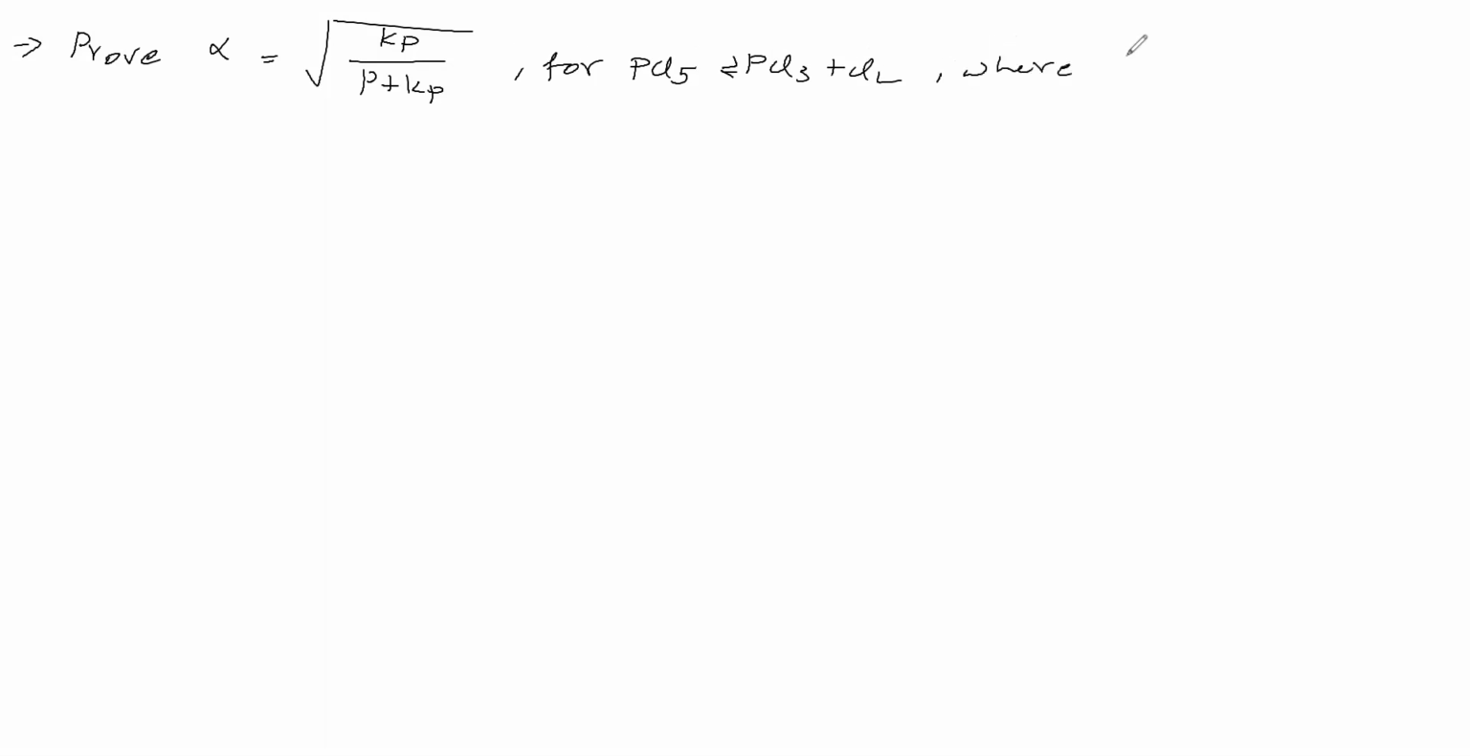Let us go to the next sum. Prove that alpha is equal to the square root of Kp by P plus Kp, for PCl5 gives PCl3 plus Cl2, where alpha is the degree of dissociation, at temperature T, when the equilibrium constant is Kp.